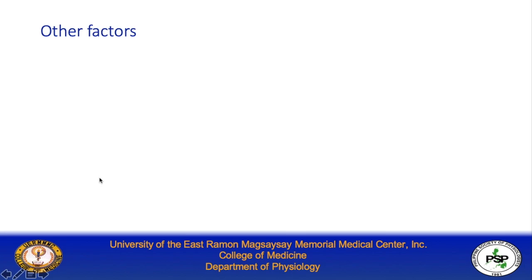Now, there are other factors that would contribute to the immune response or to the immune system. So, of course, diet. If you have malnutrition, you'll have a decrease in the synthesis of your proteins, which could affect the metabolism of your immune cells as well as the production of your immunoglobulins.